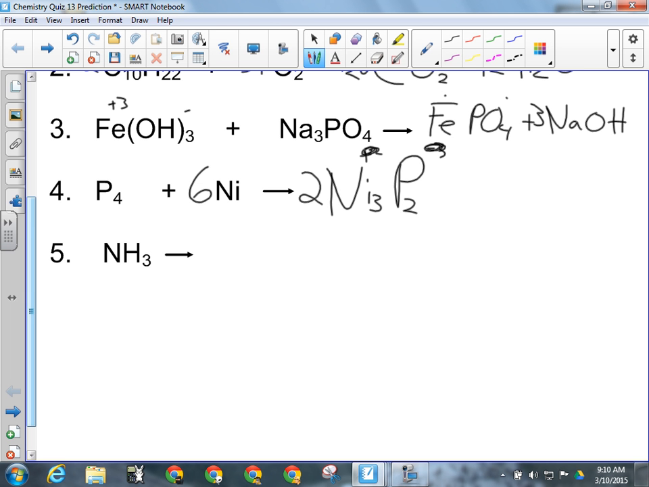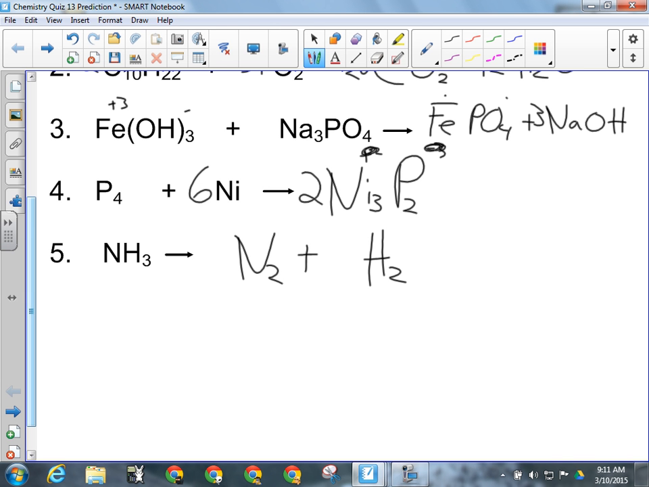Okay. Number 5. I only have one compound as a reactant. So what kind of reaction is that? Decomposition. So it's got to split into its 2 elements. Okay. What do I have to look for? Special diatomics. As 2s. All right. Give them 1 mark for N2. Give them 1 mark for H2.